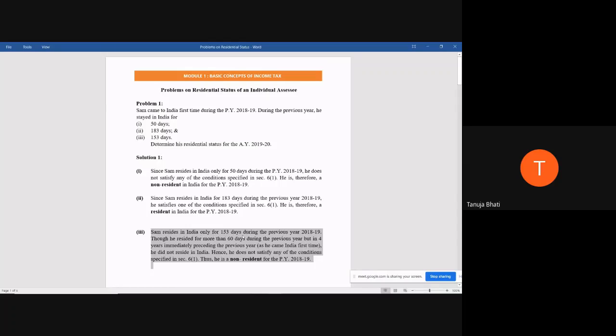Sam resides in India only for 153 days during the previous year 18-19. Though he resided for more than 60 days during the previous year, in the 4 years immediately preceding the previous year, he did not reside in India. That is, he came first time in India. Hence, he does not satisfy any of the conditions specified in section 6 subsection 1. Thus, he is a non-resident for the previous year 2018-19.